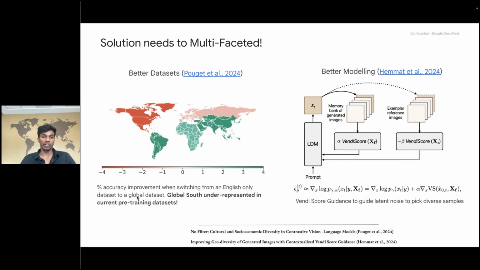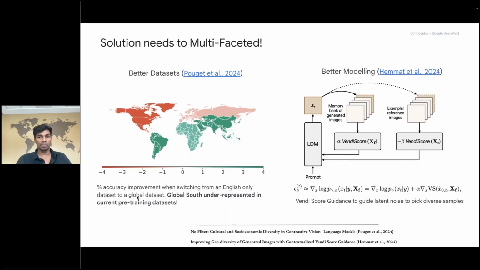They say that just don't use a filter, include all the data you get. Don't filter out data that is low quality. And they saw that just by creating this data set, you can basically push up these numbers, or the understanding, the geo-cultural understanding of vision language models.